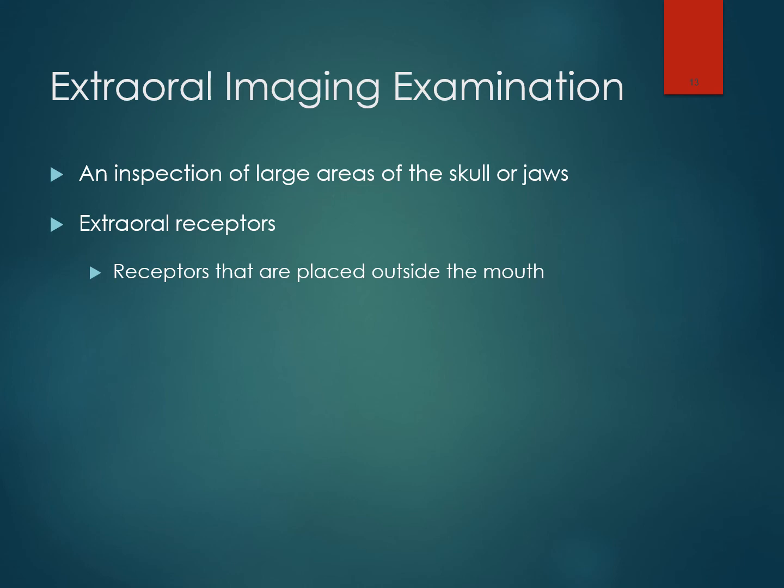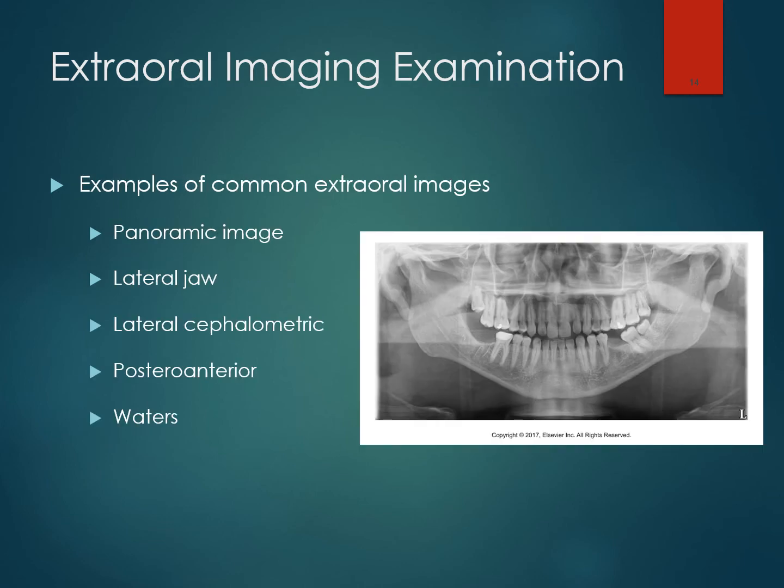Most of the radiographs that you'll see as far as extraoral, they include the panoramic and the cephalometric. Those are the most common ones. You can find this on figure 16-5 in your book. Okay, so then here's that panoramic image right there. You can see that this image allows us to look at the jaw.